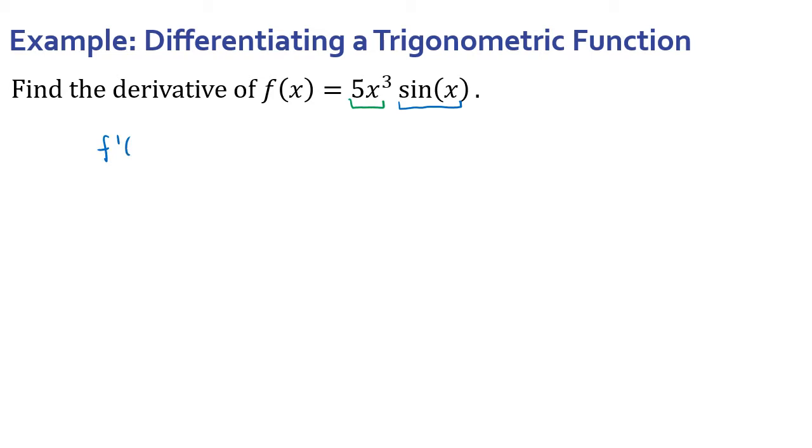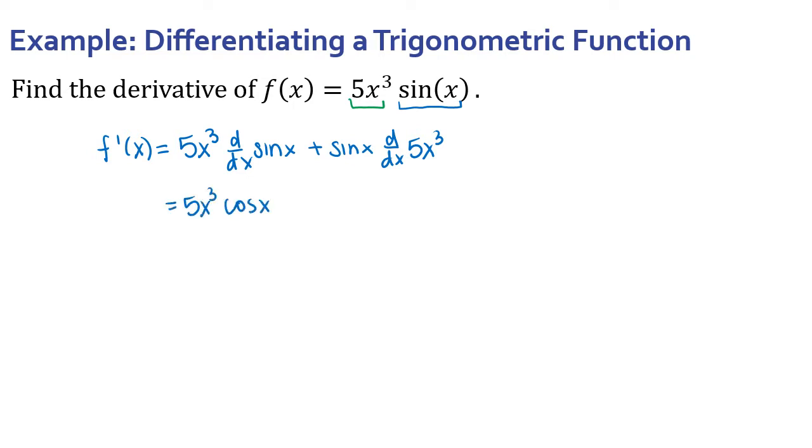So the derivative of the function is going to equal the first function times the derivative of the second, plus the second times the derivative of the first. So this is just using that product rule. So that gives us 5x cubed cosine of x plus sine of x times, so the derivative of this, I can move that 5 in front and still have that d dx of x cubed.